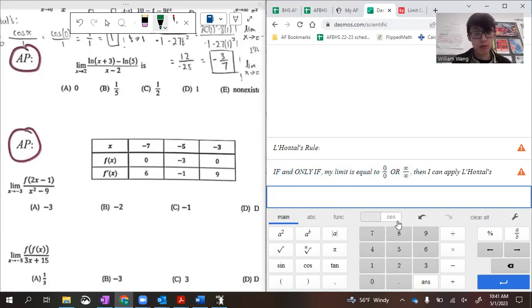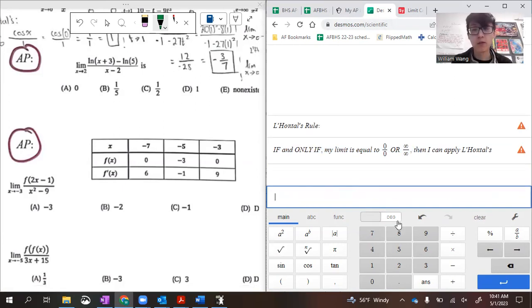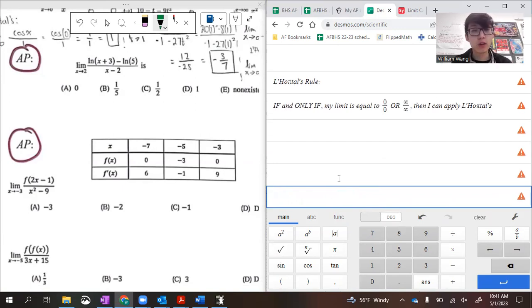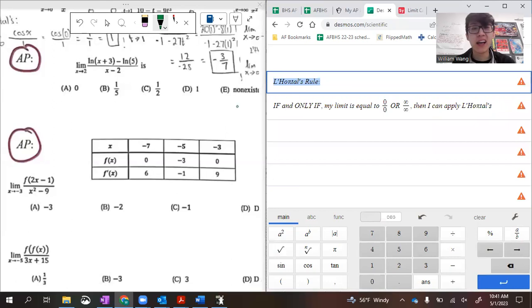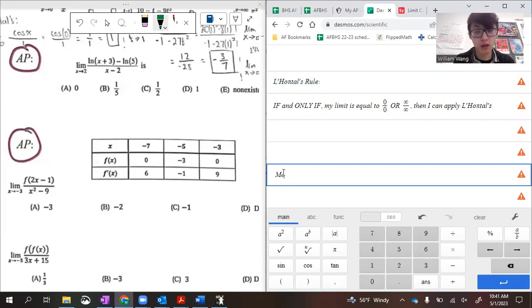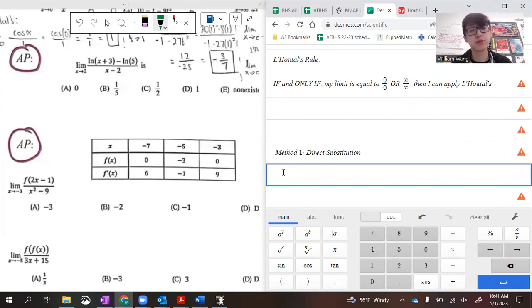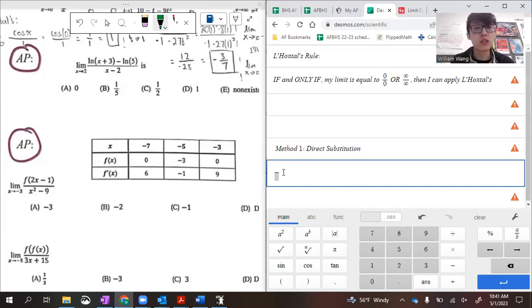Let us do the problem then. Okay, so here's my problem. The limit as x approaches 2 of ln of x plus 3 minus ln of 5 over x minus 2. So I don't even know to apply L'Hopital's right now, right? I'm just approaching this limit sort of raw. My first method is going to be direct substitution. I have to prove that I can use L'Hopital. So to start off, I need to use direct substitution. So to do that, I plug in 2. So ln of 2 plus 3 minus ln of 5 divided by 2 minus 2.